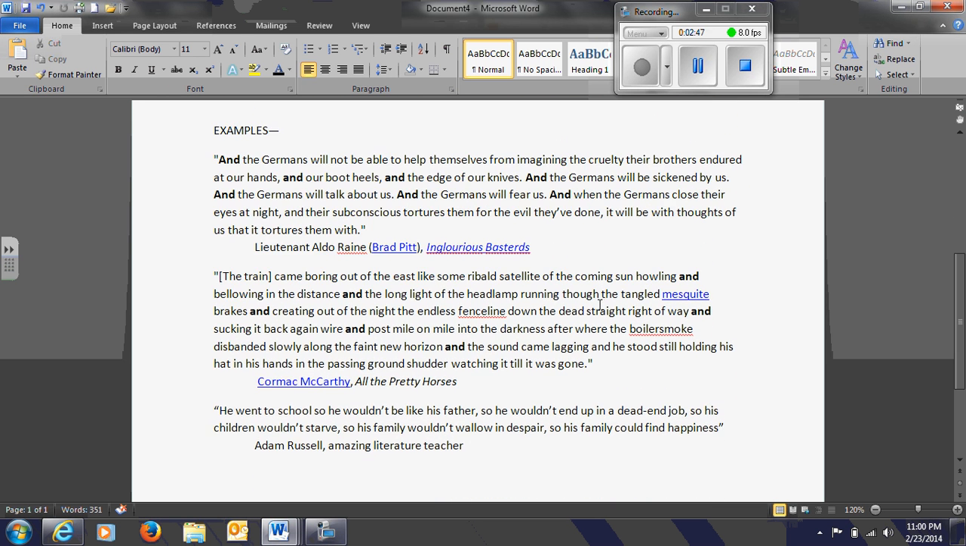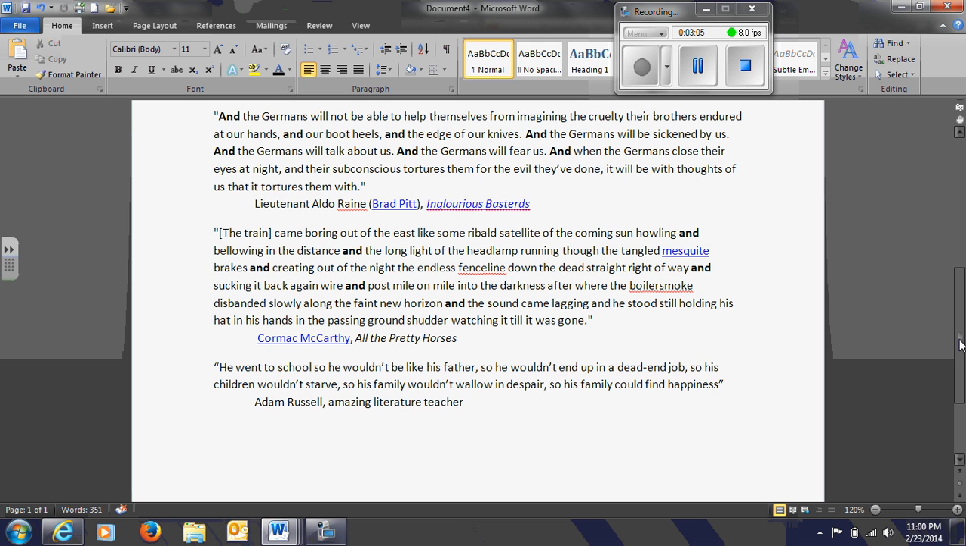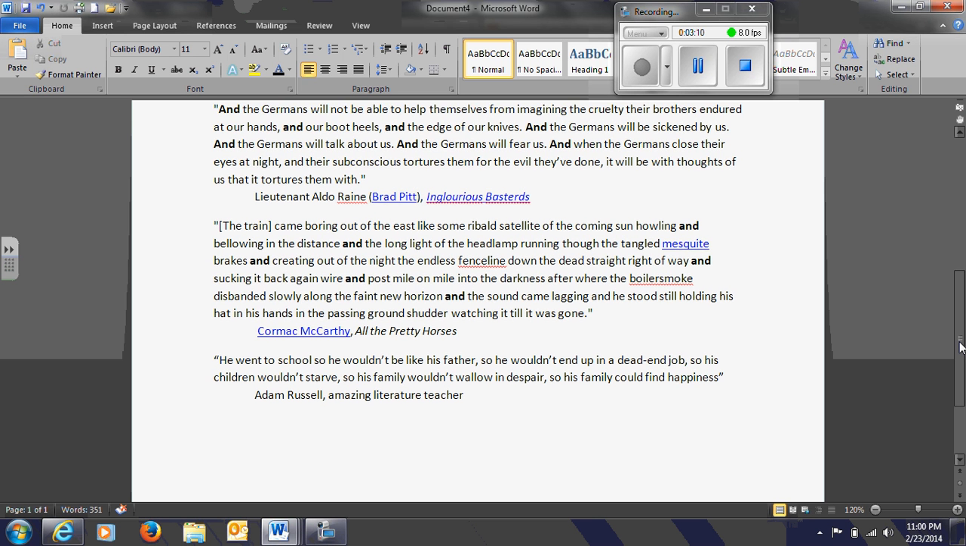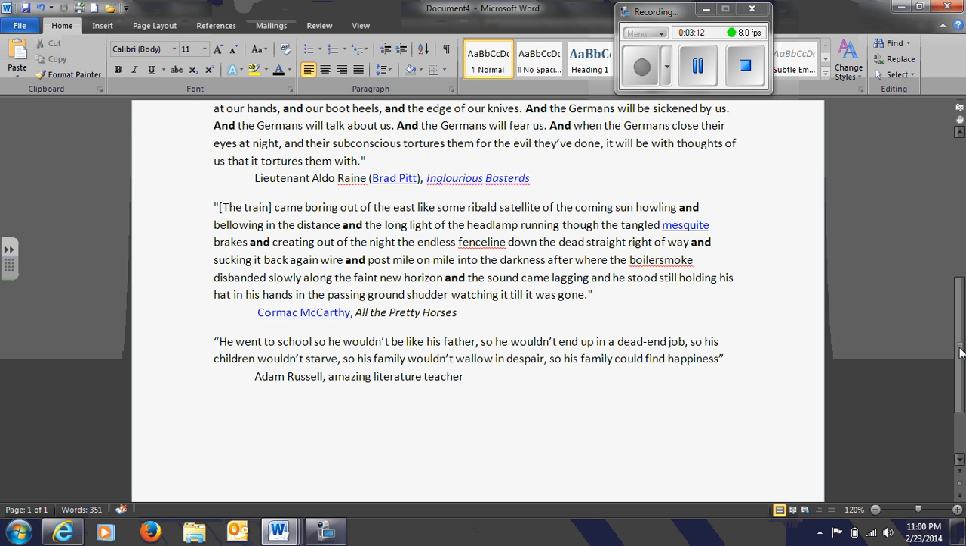Here's another one from All the Pretty Horses by Cormac McCarthy, who also wrote No Country for Old Men, as well as The Counselor. And you can see in this, we see the ands. I'm not going to read it for you, but it gets to be this overwhelming sense of imagery, almost too much. And perhaps Cormac McCarthy's trying to convey the impression on his protagonist.